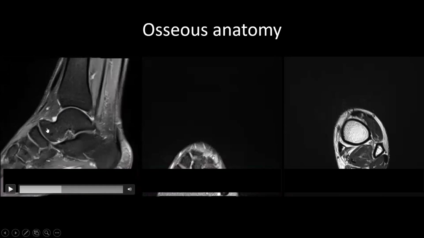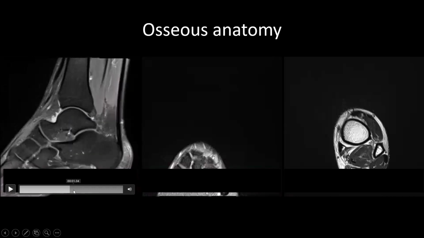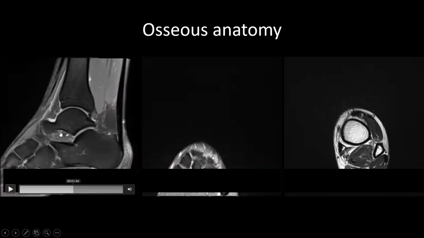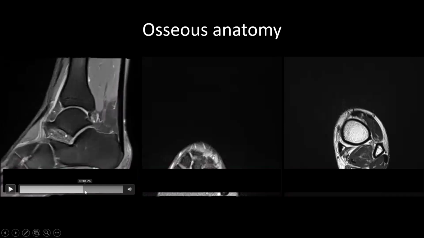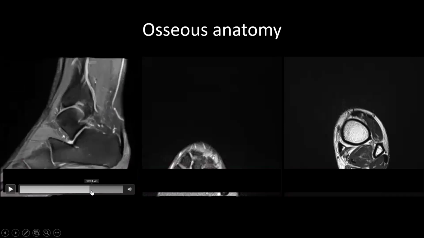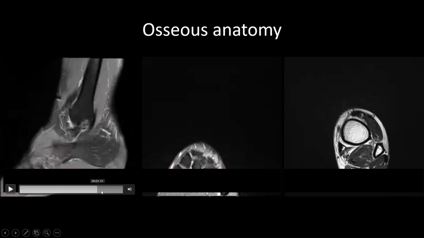Here we can see the talus is articulating with the navicular bone. This is the calcaneus, and as we are moving posteriorly, we can also see laterally the sinus tarsi, and this is the subtalar joint, which is formed between the talus and calcaneus. We are moving laterally and we can see the lower end of the fibula, or lateral malleolus.